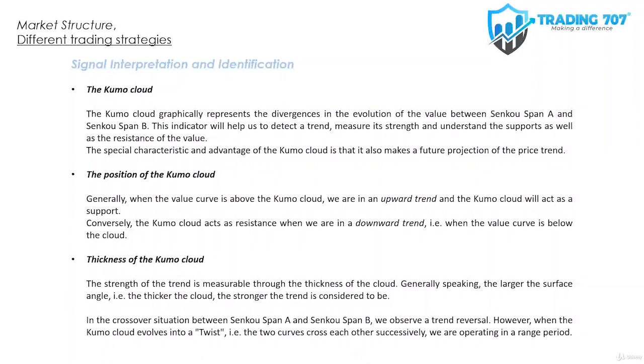About the thickness of the Kumo cloud, the strength of the trend is measurable through the thickness of the cloud. Generally speaking, the larger the surface angle, so the thicker the cloud, the stronger the trend is considered to be. In the crossover situation between Senkou span A and Senkou span B, we observe a trend reversal. However, when the Kumo cloud evolves into a twist, so the two curves cross each other successively, we are operating in a range period.